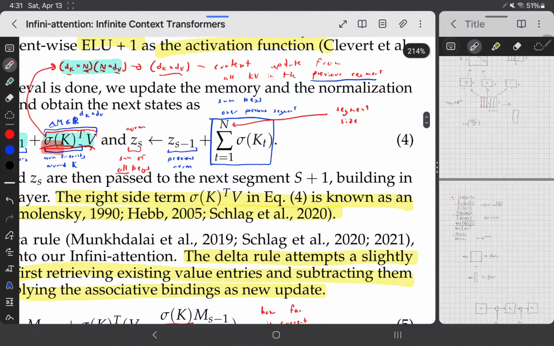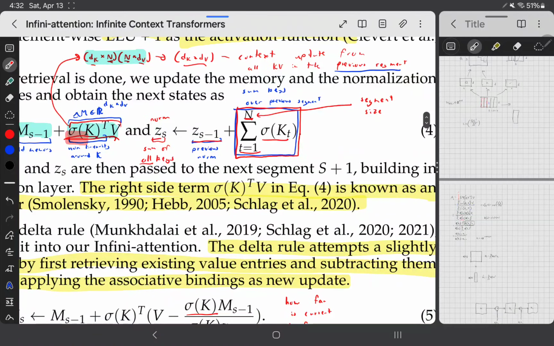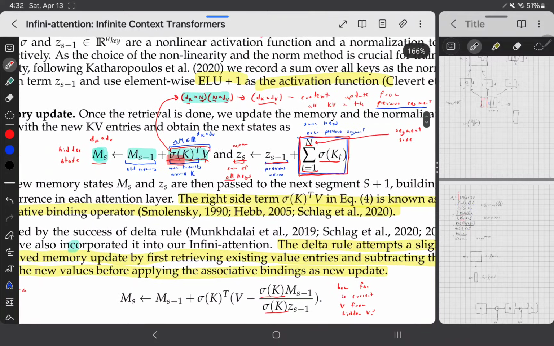Now, this is very similar. All you're doing is taking the previous norm and updating it with this term here. And this term is just the denominator. It's the sum over the segment, so t indexes the segment. And you're just summing all the keys sent through the activation function for that segment. You're taking all the keys in the segment, passing them through the activation function, summing them up, and then using that to update your normalization state. So this is all it's doing.